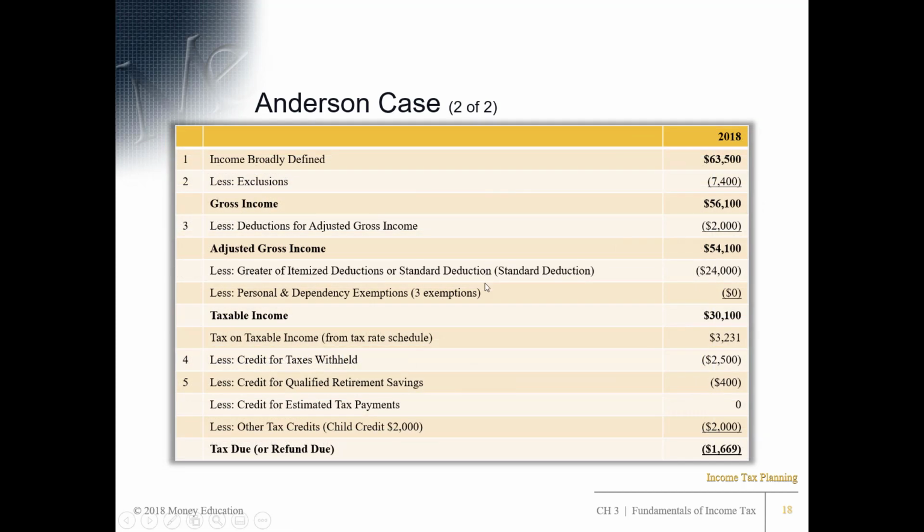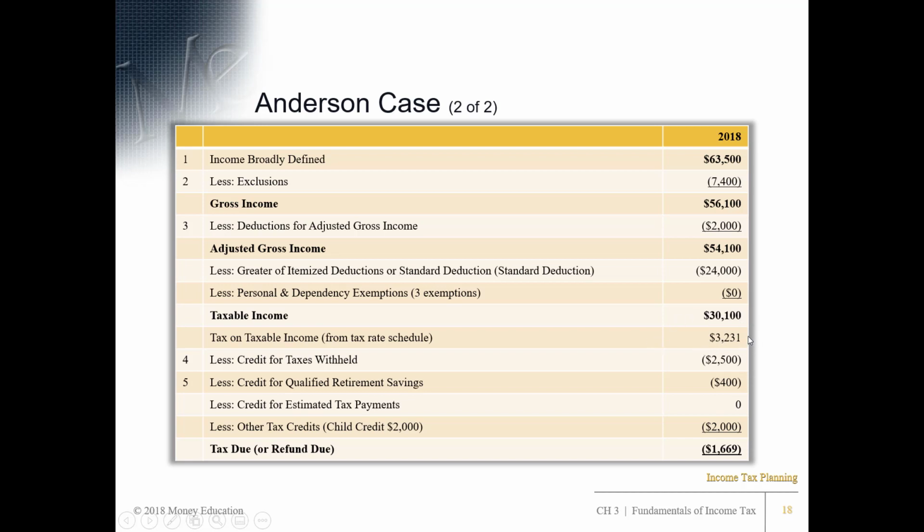Here's how it's going to work. We add up their salaries together. We get their gross salaries. We subtract the exclusions, which were $7,400, and we get to a gross income of $56,100. Then we take the deduction for her traditional IRA contribution, and we get to an AGI, or the line, of $54,100. And we added up the standard deduction, itemized, but it didn't equate to more than $24,000. So therefore we take standard. There's no personal exemption. And so their taxable income is $30,100.